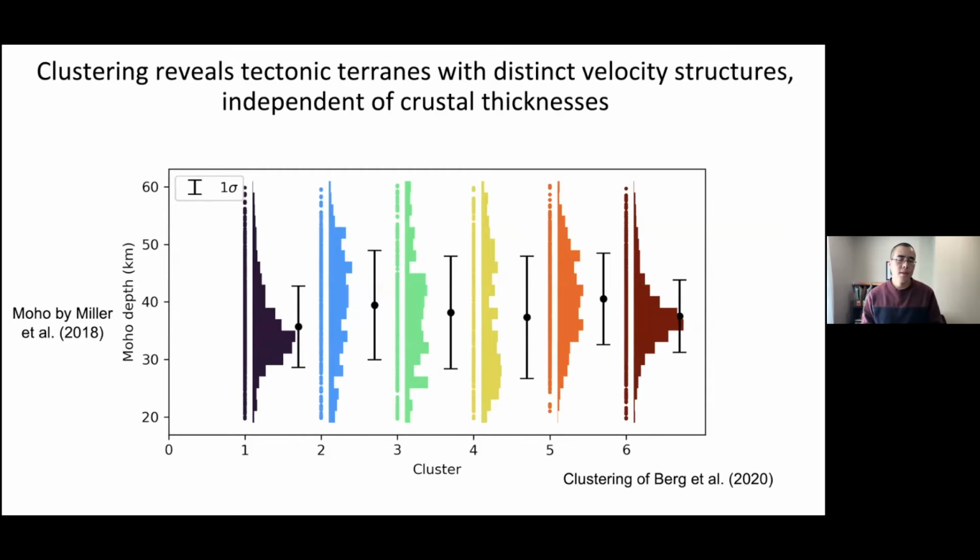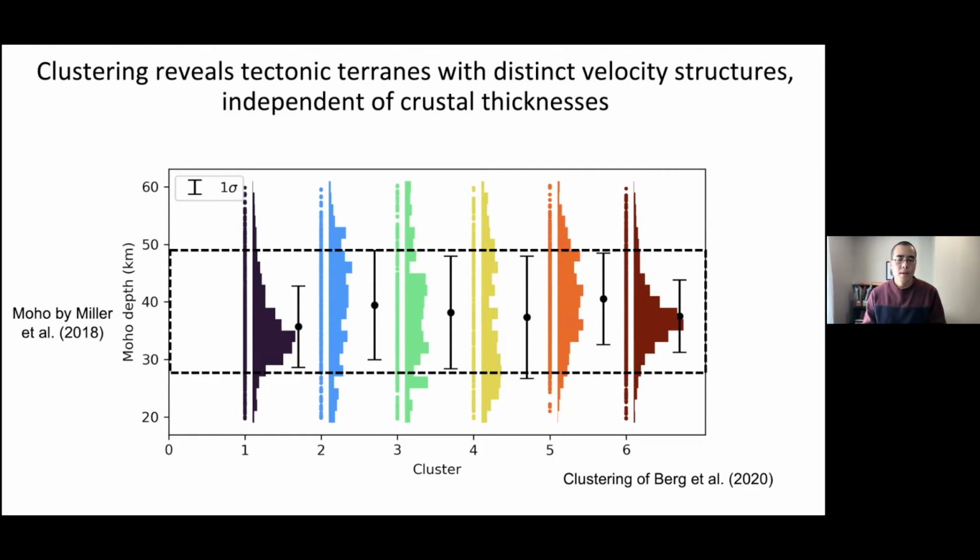To further investigate the influence of Moho distribution on the clustering result, we plotted the histograms of Moho distribution within each cluster, as shown here for example. The x-axis is the cluster number, and the y-axis is the Moho value from the Miller et al. 2018 model. Overall, there are differences, but we cannot say they are distinctly different. Most of the Moho depths are within 30 to 50 kilometers for this region.